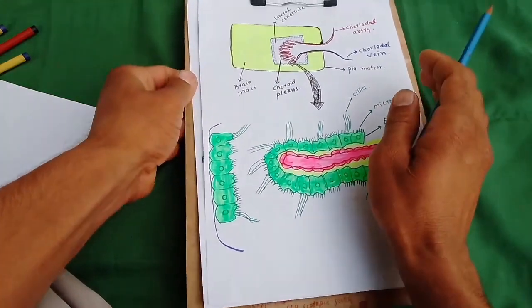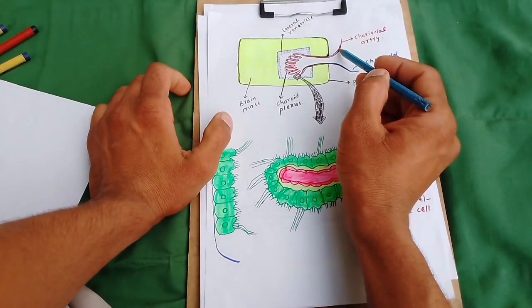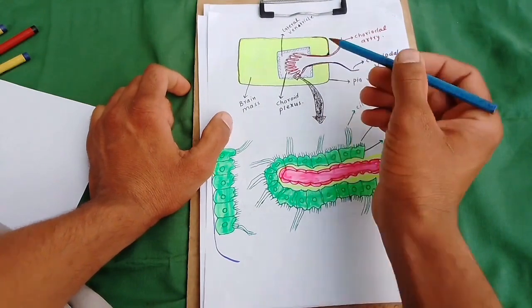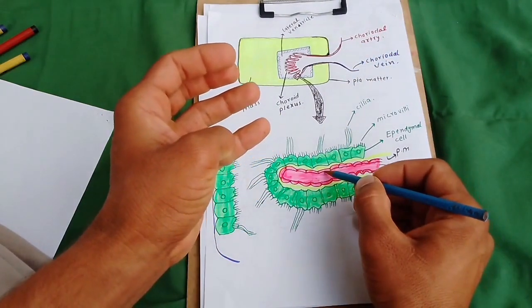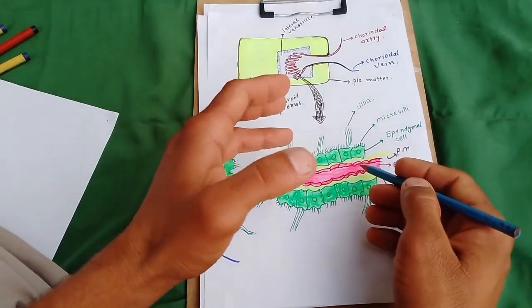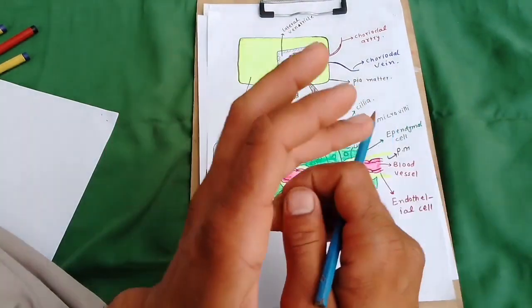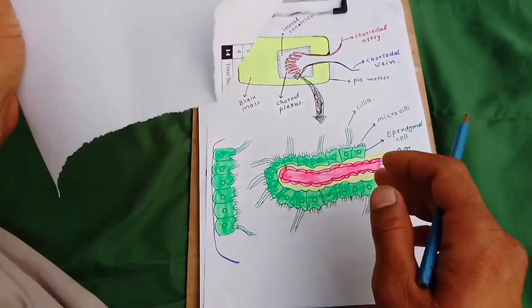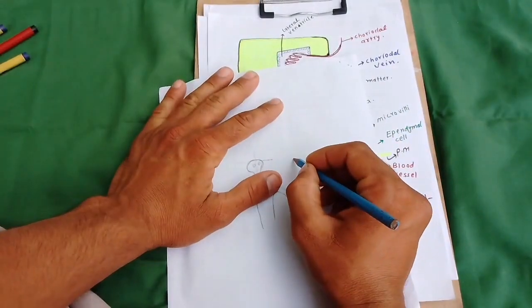Okay, what is the mechanism? The mechanism of cerebrospinal fluid formation is when the choroidal artery enters into the ventricle, then the endothelial cells, these are the endothelial cells. The endothelial cells of the blood vessel have a specific protein which pumps. This is the endothelial cell.